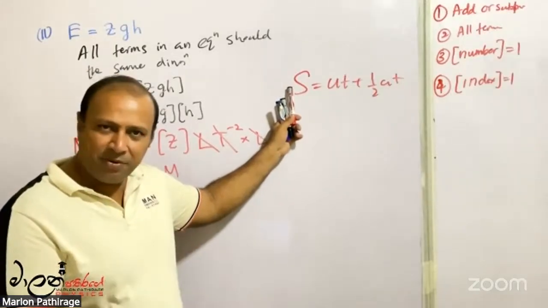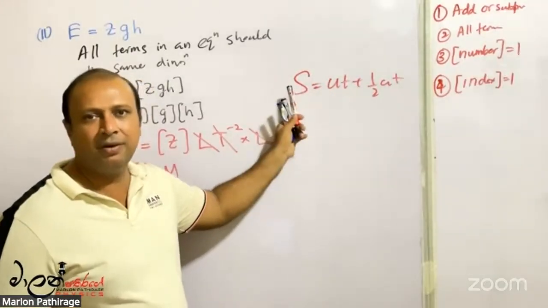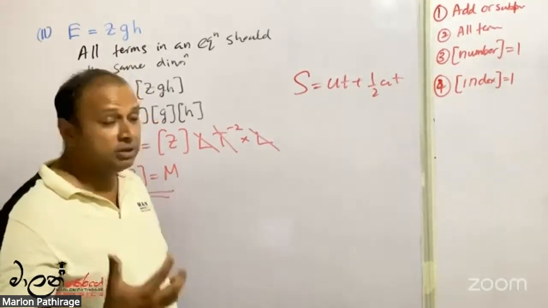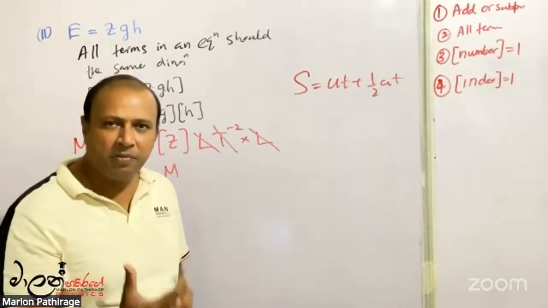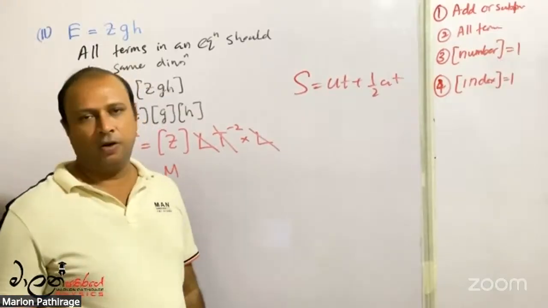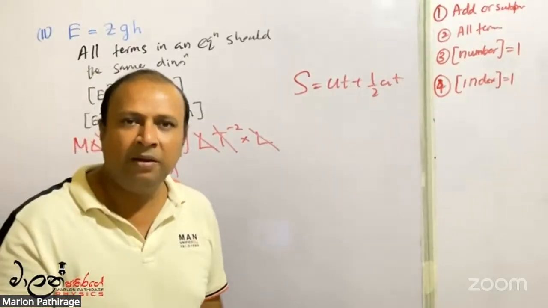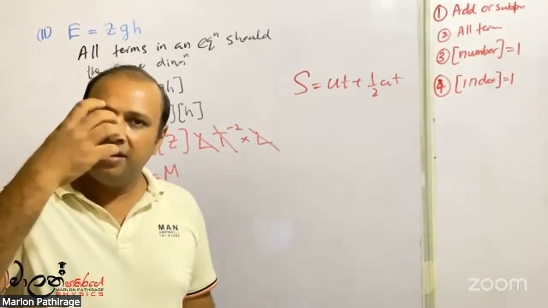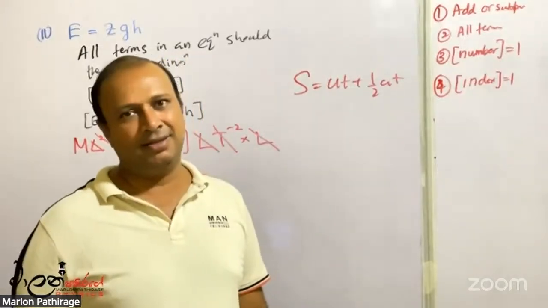Dimension of S means L. Therefore, the dimension of the UT product is equal to L. And therefore, if you are given a multiple-term equation, there is no need to find the particular physical quantity. You are not asked the value of U. You are asked the dimension of U. Then you have to follow the rules in dimension analysis.